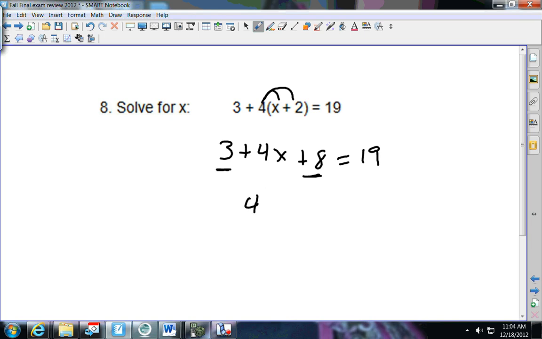4x plus 11 equals 19. Subtract 11 from each side, and I get 4x equals 8. I'm going to divide by 4. X equals 2.